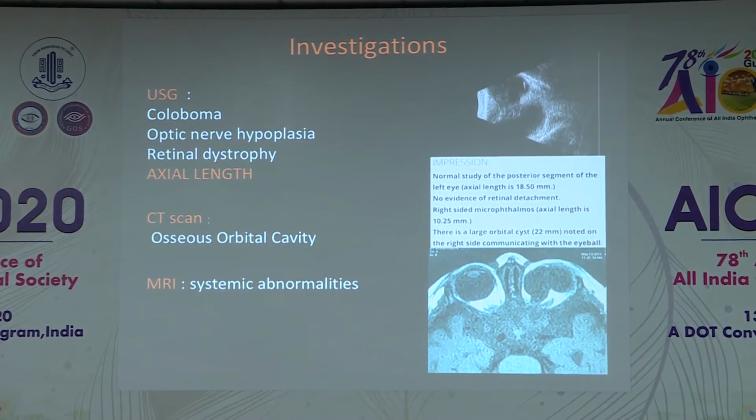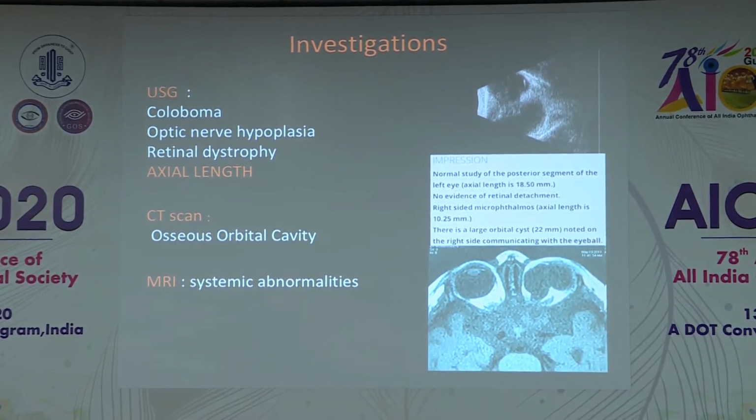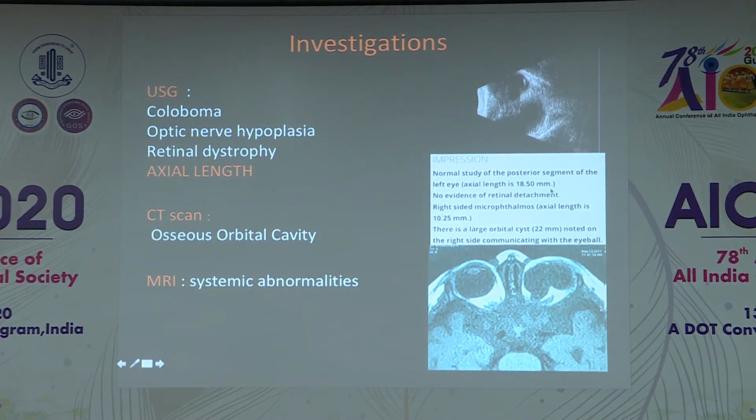So just a quick summary of investigations. A USG is a must. Just do a simple USG if nothing else. Like we discussed, it's not just to know whether the eye exists, but whether there are other things such as retinal detachments, colobomas, and optic nerve hypoplasia, for visual potential. In this USG, you can see the eyeball, and I've taken the study from Dr. Deepak Bhatt. It shows both eyes: one is a normal eye at 18.5, but the right side is 10.5 with a large orbital cyst of almost 22 millimeters. In these cases, yes, you do need to do either MRI or CT.